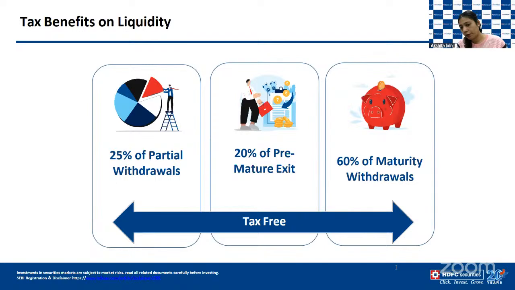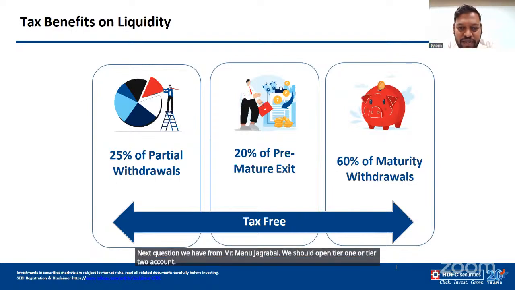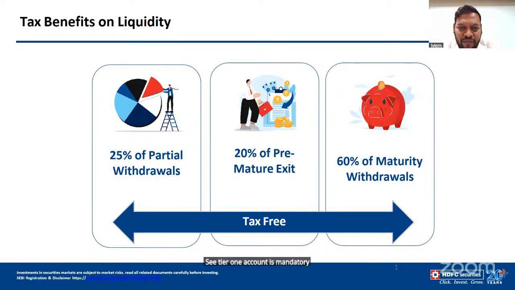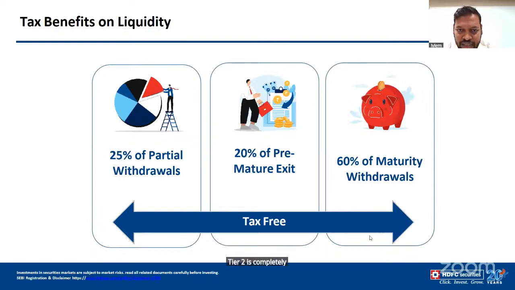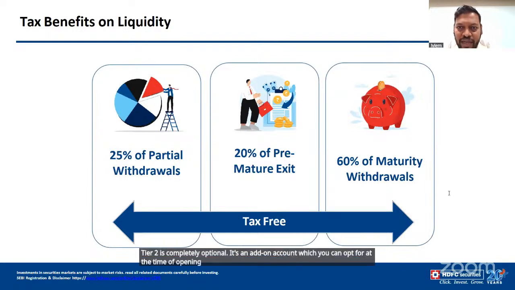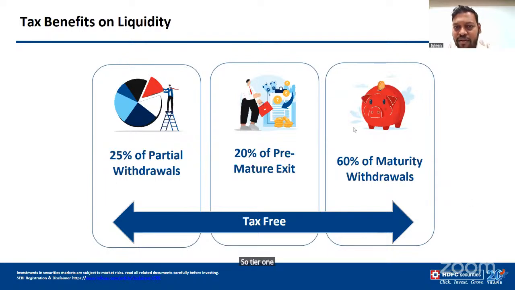Next question we have from Mr. Manoj Agrawal. We should open tier 1 or tier 2 account? See, tier 1 account is mandatory. It's the default. You have to open the tier 1 account, without which you will not be permitted to open the tier 2 account. Tier 2 is completely optional. It's an add-on account which you can opt for at the time of opening your NPS account or at any point later as well. So tier 1 is mandatory, and tier 2 is the optional add-on investment account.